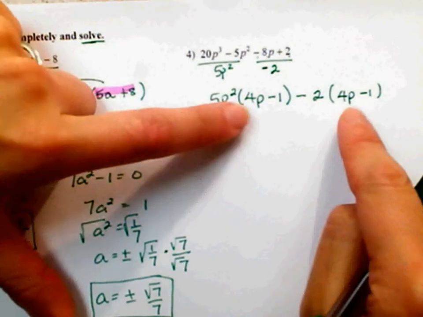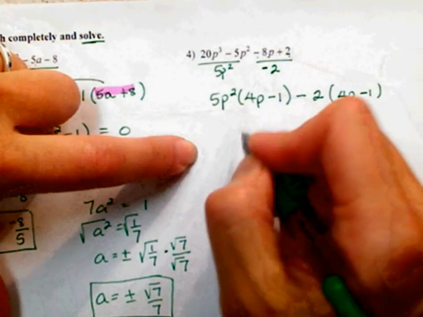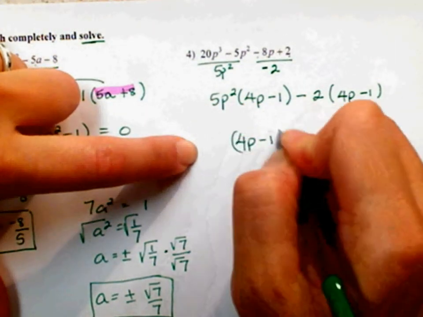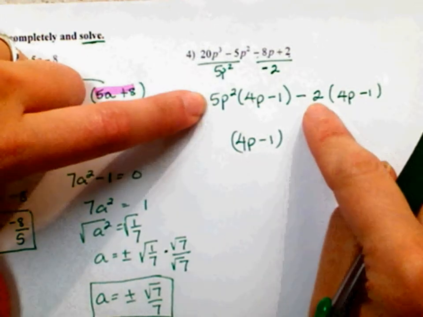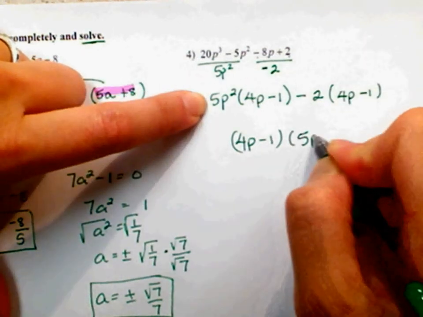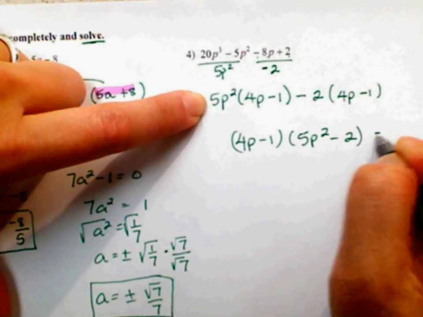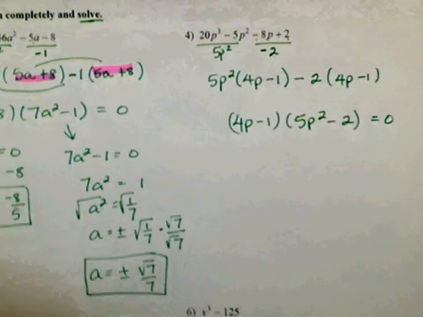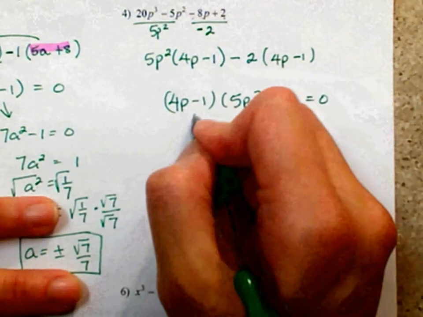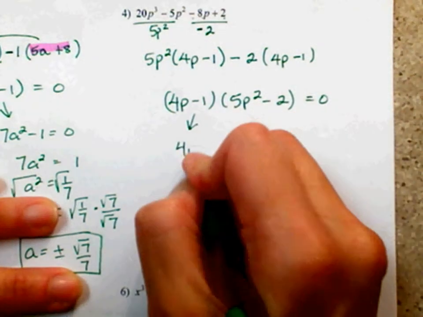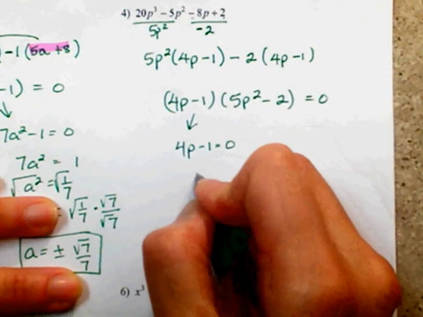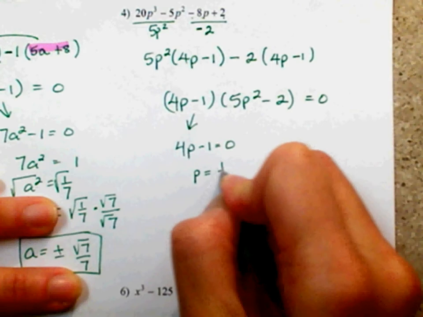See how these 2 are alike? Group them together. See how those 2 are the leftovers? Put them together. Okay? And then you can solve for each one of them. Take this one. Set it equal to 0, and you will see p is equal to 1/4.